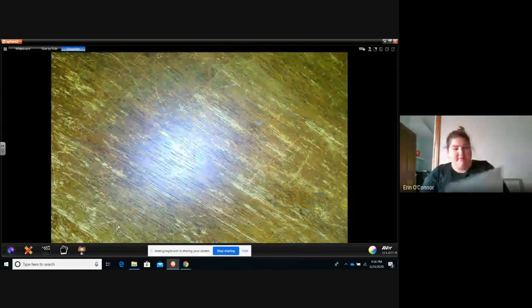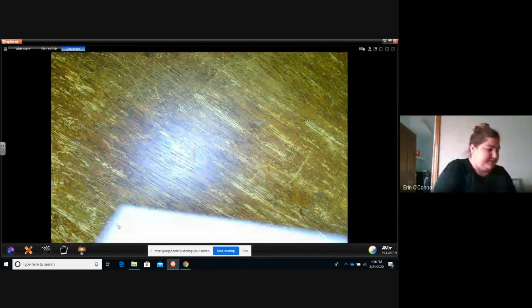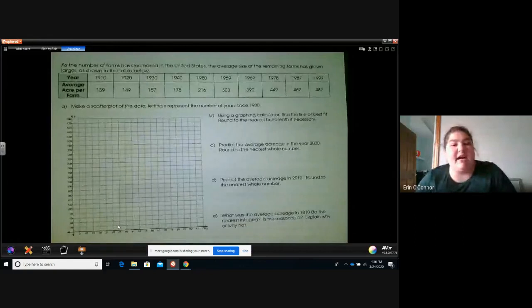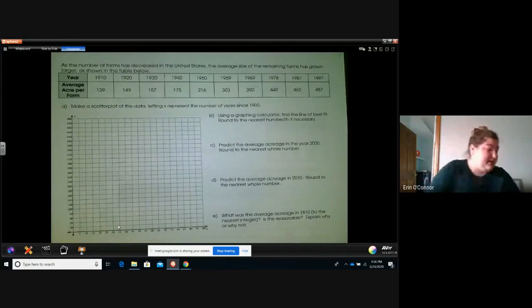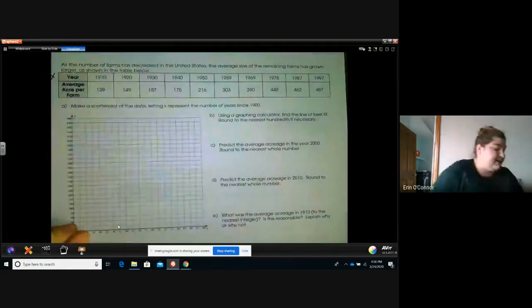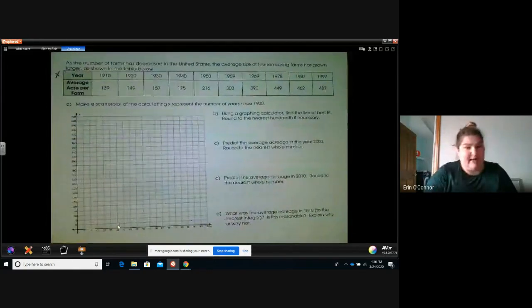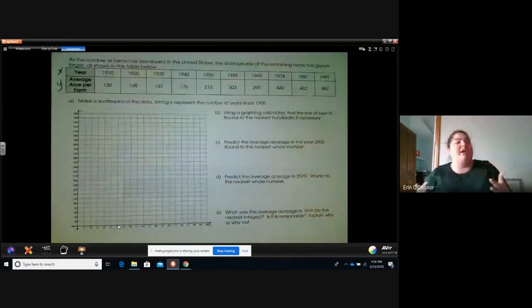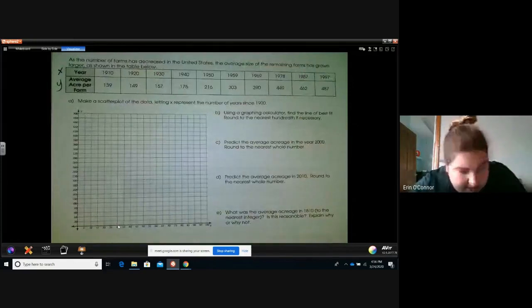All right. We have one more problem. It's kind of a big one, but we only have one more problem. As the number of farms has decreased in the United States, the average size of the remaining farms has grown larger, as shown in the table below. So these are the years, year, time, that has to be your X, and the average acre per farm has increased. So as one increases, the other increases. If they're both increasing, think about what type of correlation you have. You have a positive correlation.